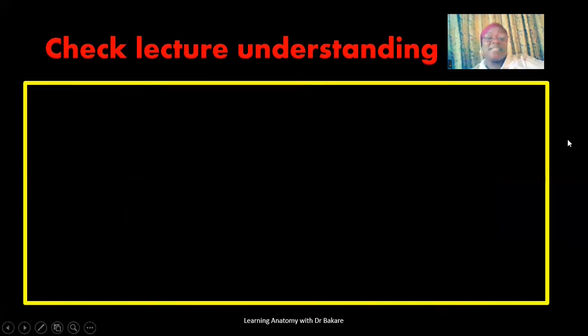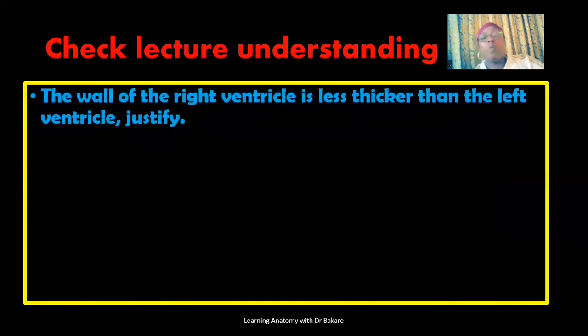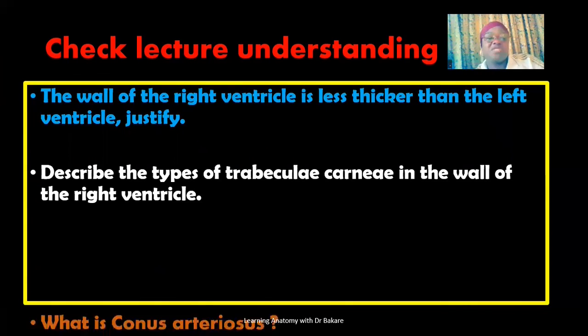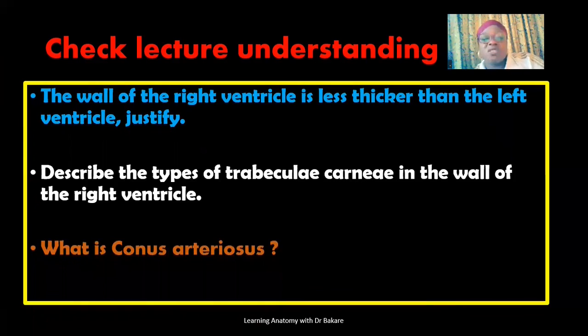So let's check our understanding of this lecture through the following questions. The first one is, the wall of the right ventricle is thinner than the left ventricle. Can you please justify this? This we have adequately justified in this lecture, and this should come easy. The second question is to describe the types of trabeculae carneae seen in the wall of the right ventricle. And the third question is, what is the conus arteriosus? This we have also established in this lecture.